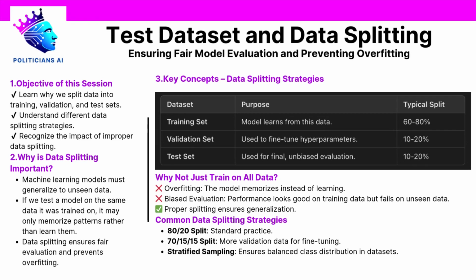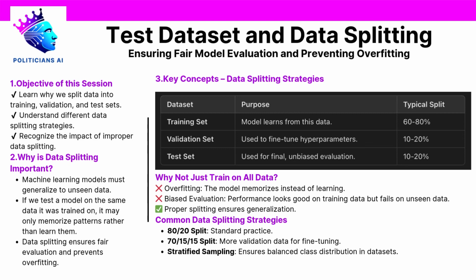Welcome to today's lecture on the importance of test datasets and data splitting in machine learning. One of the most fundamental aspects of training a model is ensuring that it can generalize well to new, unseen data. If a model is only evaluated on the data it was trained on, we may get the false impression that it performs exceptionally well. However, in reality, it might just be memorizing patterns rather than actually learning. This is why we need to split our dataset into different parts: training, validation, and test sets, to ensure that our model is evaluated fairly and performs effectively in real-world scenarios.